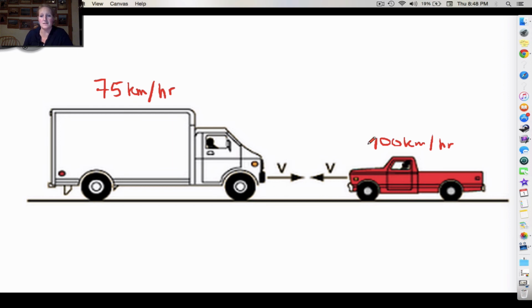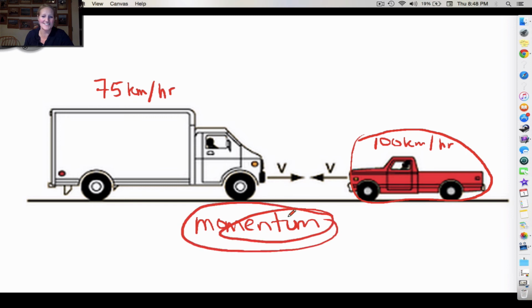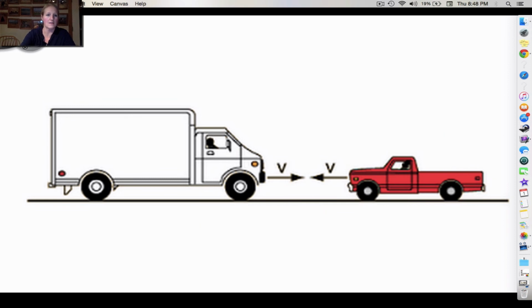Most of you, from just the picture and from experience, would know that the car, the little vehicle, would be more damaged. And the reason for that is because of this concept of momentum. So this is what we're studying today. Let's talk a little bit about what that means.